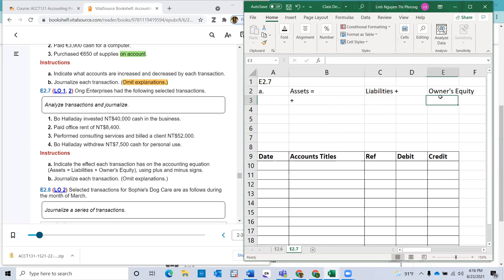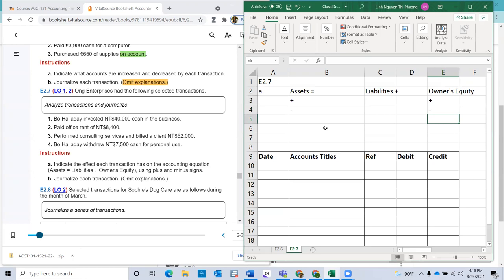Owner equity will also increase because we have owner's capital increase, by 40,000. So I put plus sign and plus sign there. Next, pay office rent 8,400. Now, when we pay for the office rent, 8,400, our cash will decrease because we pay money, 8,400. And office rent expense increase, okay? But office rent expense, when it's increased, it will decrease the owner equity. So I will put here minus sign, okay?